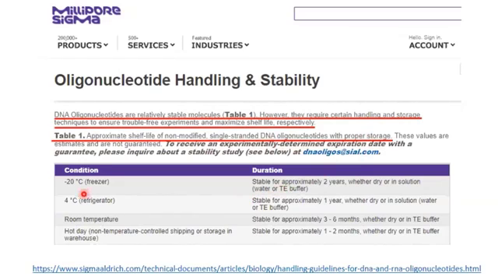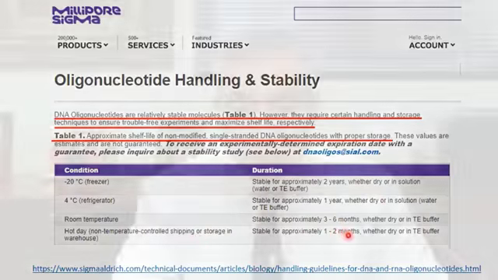Well, if you're in a freezer at -20, stable for approximately 2 years, whether dry or in solution, being water or a Tris-EDTA buffer. Or if in the refrigerator at 4 degrees centigrade, they're stable for approximately 1 year. At room temperature, they're stable for approximately 3 to 6 months. On a hot day, they'll be stable for 1 to 2 months.